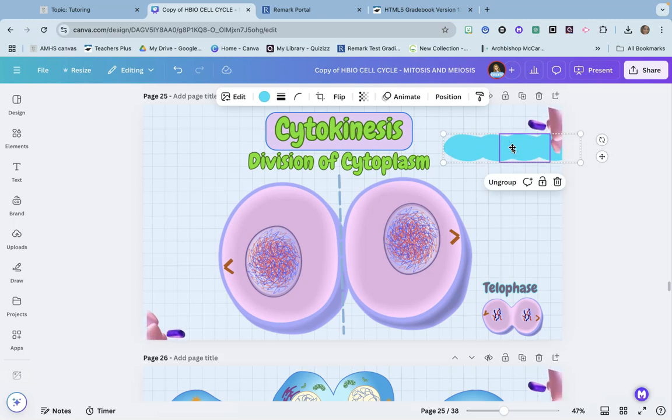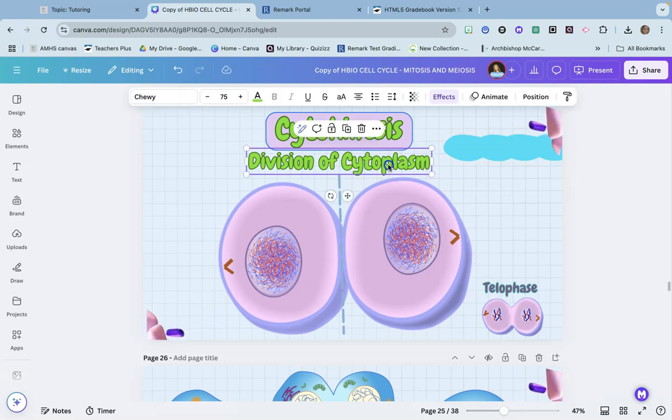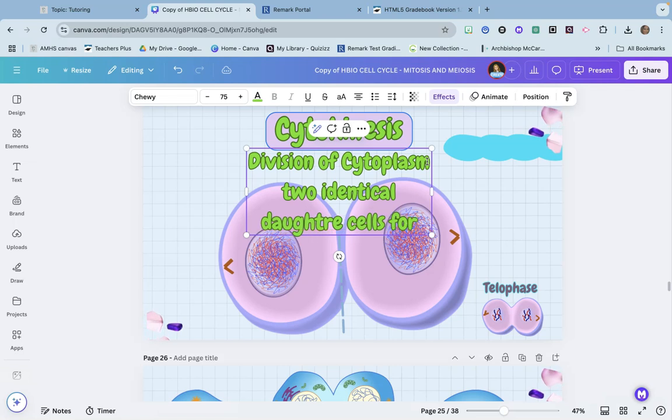Telophase. What happens after telophase? Cytokinesis. C for cytokinesis, C for the division of cytoplasm. People are getting it. Yes. All that happens during cytokinesis is two identical daughter cells form. Let's put that. Two identical daughter cells. Of course I spelled that wrong.